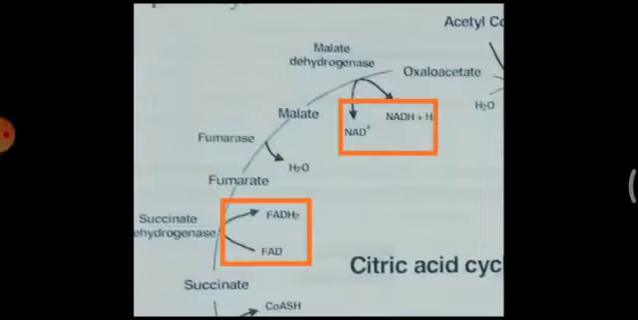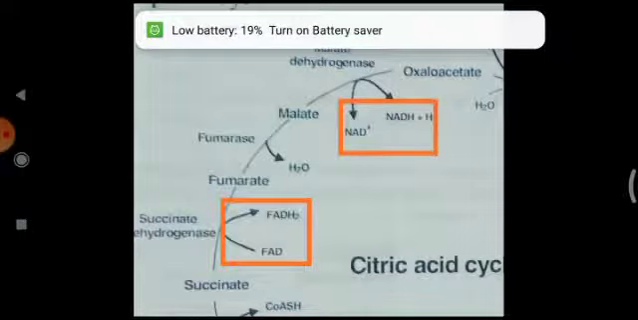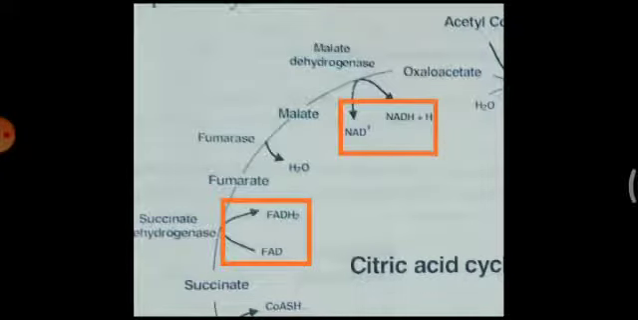Next, succinate is converted to fumarate. FAD is converted to FADH2. So from succinate hydrogen is removed, that hydrogen is attached to FAD and it is converted to FADH2, in the presence of the enzyme succinate dehydrogenase. Since hydrogen is removed from succinate, that's why, removal of hydrogen, dehydrogenase, and it is removed from succinate, succinate dehydrogenase. Fumarate is converted to malate in the presence of water, in the presence of the enzyme fumarase.